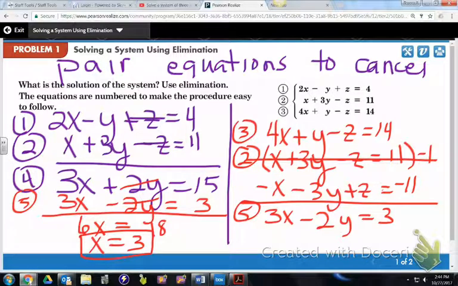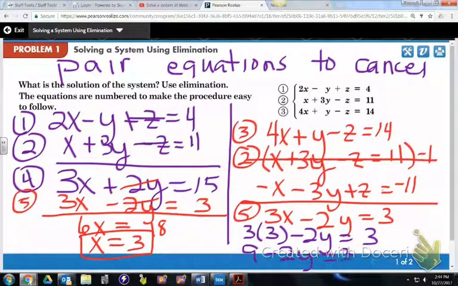We have x. Now we need to get y, and we need to get z. So now that I have x equals 3, I can move over here to this equation 5 that has an x and a y. I can plug in the x. Subtract the 9, and you get -2y equals -6. Divide and you get y equals 3. So I know that x is 3 and y is 3. Now I need the z.